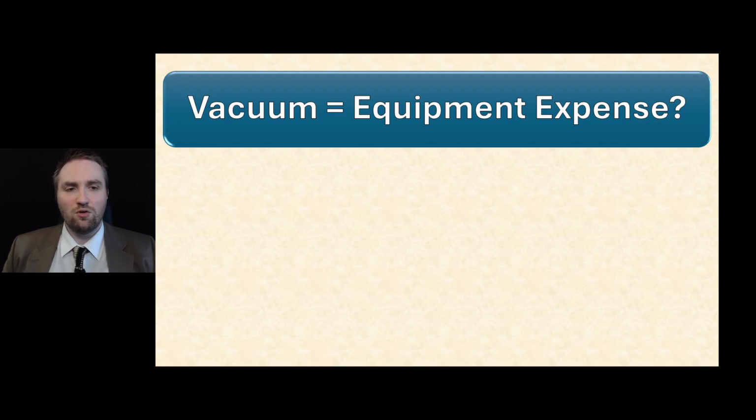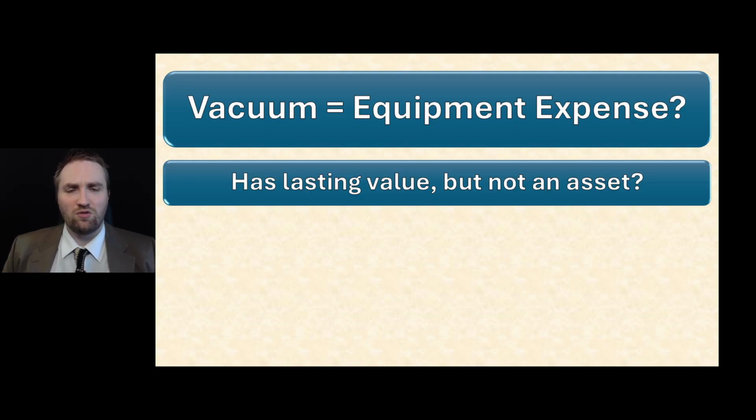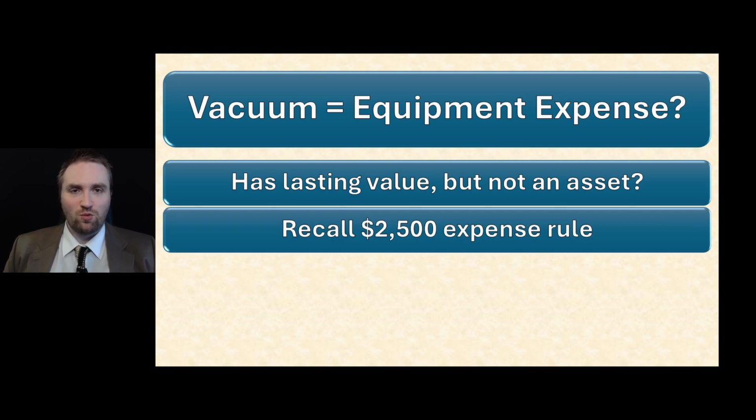We know if a business owns something with lasting value, meaning it will last longer than a year, it should be considered an asset. Why is the vacuum an equipment expense if the vacuum seems like it will last more than a year? The answer is simple. If a potential asset is less than $2,500, per IRS rules, it can be expensed rather than turned into an asset. It's worth noting that you could also label it an asset because of its lasting value, but it's more common to simply expense items like this upfront under cash basis.